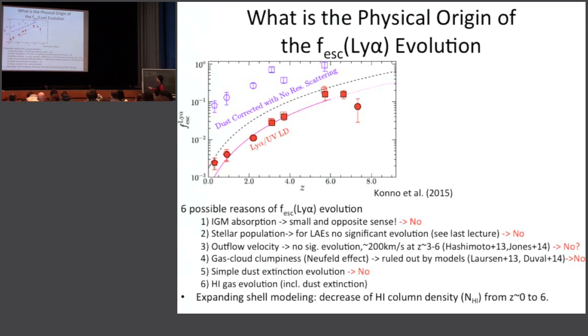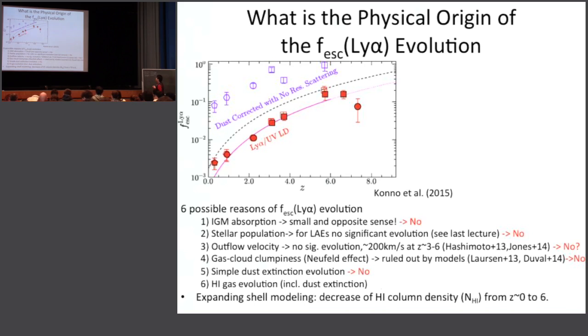So again, this is the same Lyman-alpha escape fraction as a function of redshift, a different version, but with a lot of different information. To explain this, there are 6 possible reasons for the Lyman-alpha escape fraction evolution. One is the IGM absorption. Towards high z, you have more IGM absorption. So in other words, you have less Lyman-alpha emission expected in the observations.